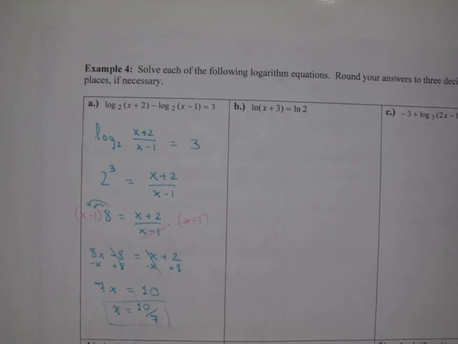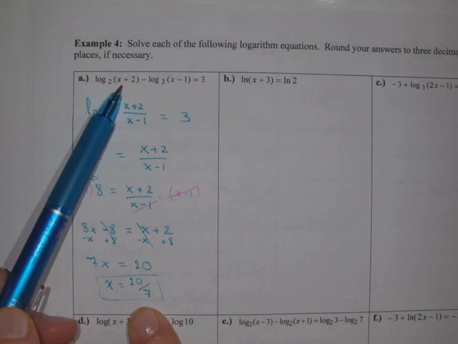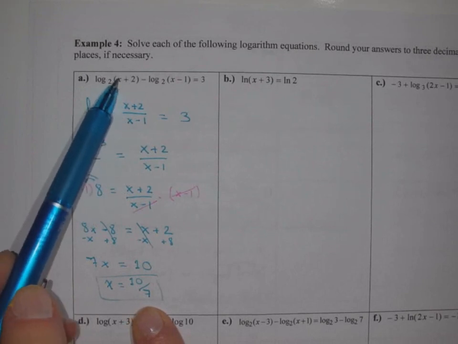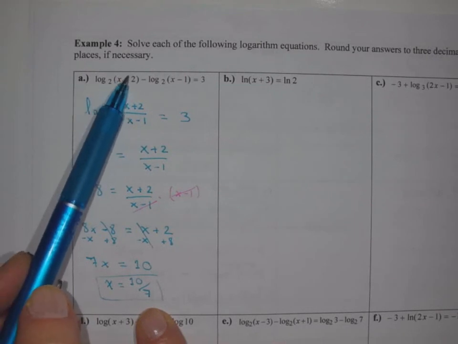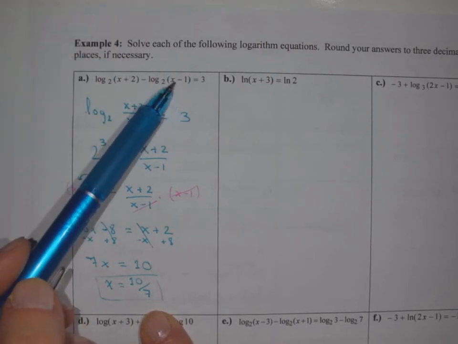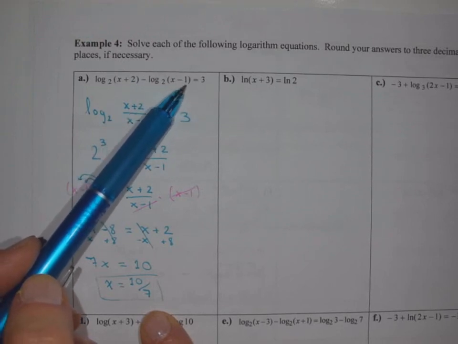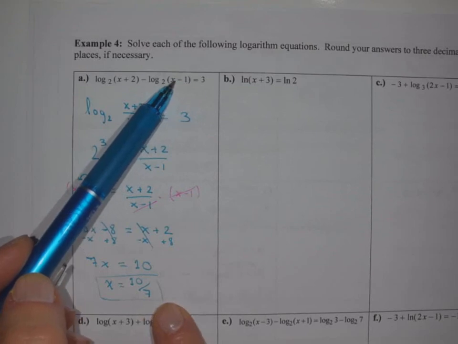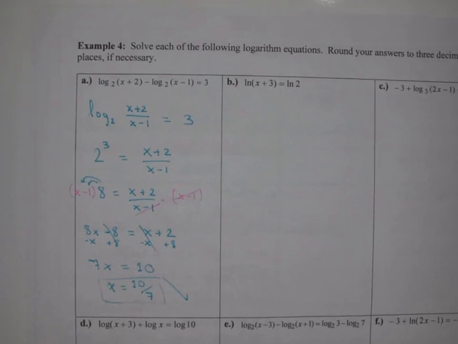And remember we said we have to check our solutions, right? So once we have the solution, we're going to see if we plug it in, do we get a negative or a 0. So 10 over 7 plus 2, well, both of those are positive and I'm adding, so that's not going to give me a negative. 10 over 7 minus 1, well, that would give me a 3 over 7, which is still positive, so we're still okay. So this one works.